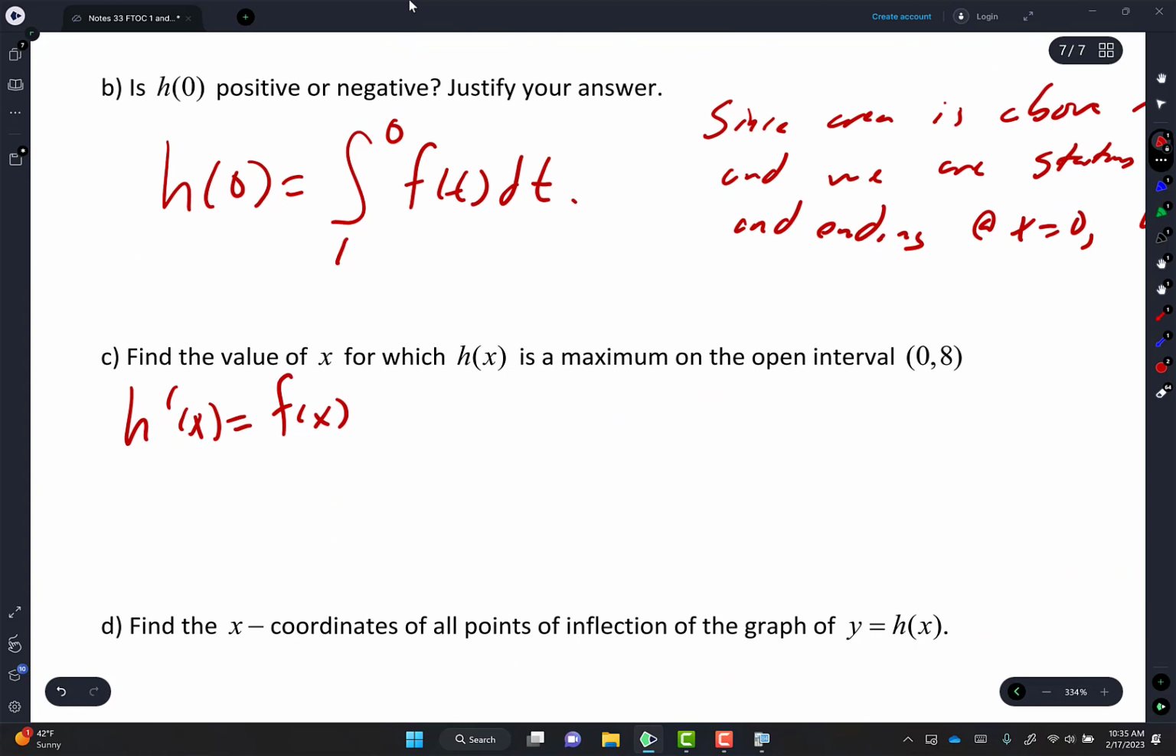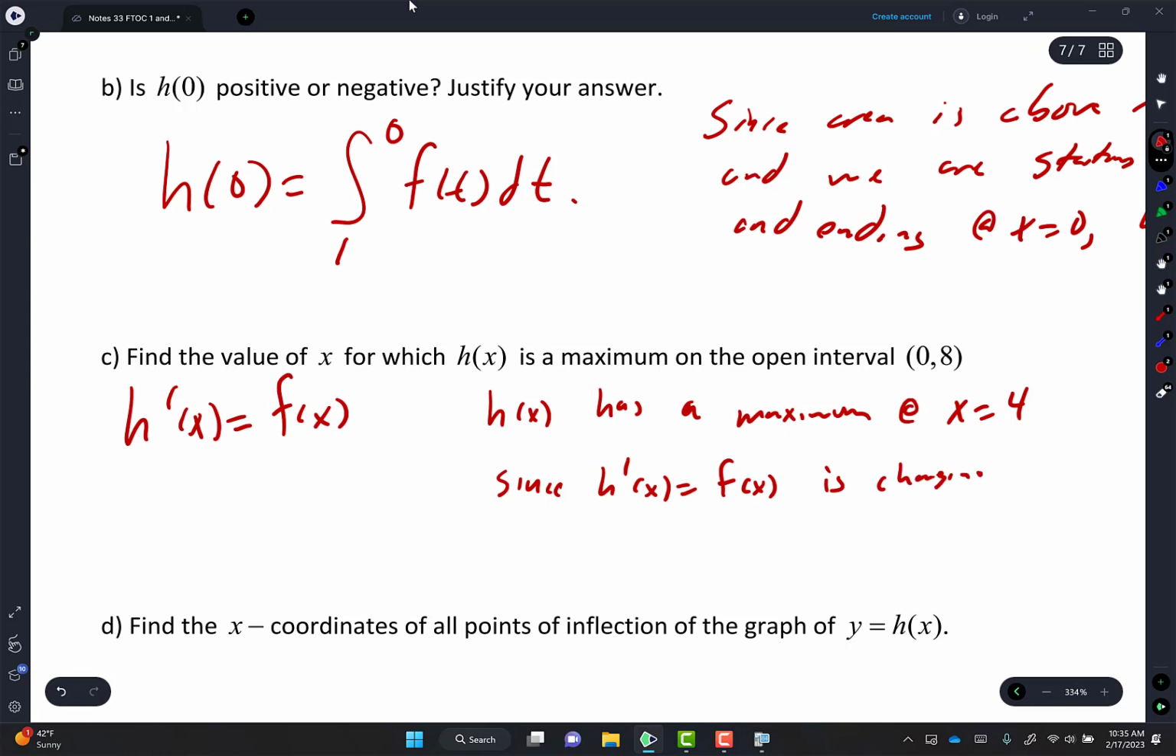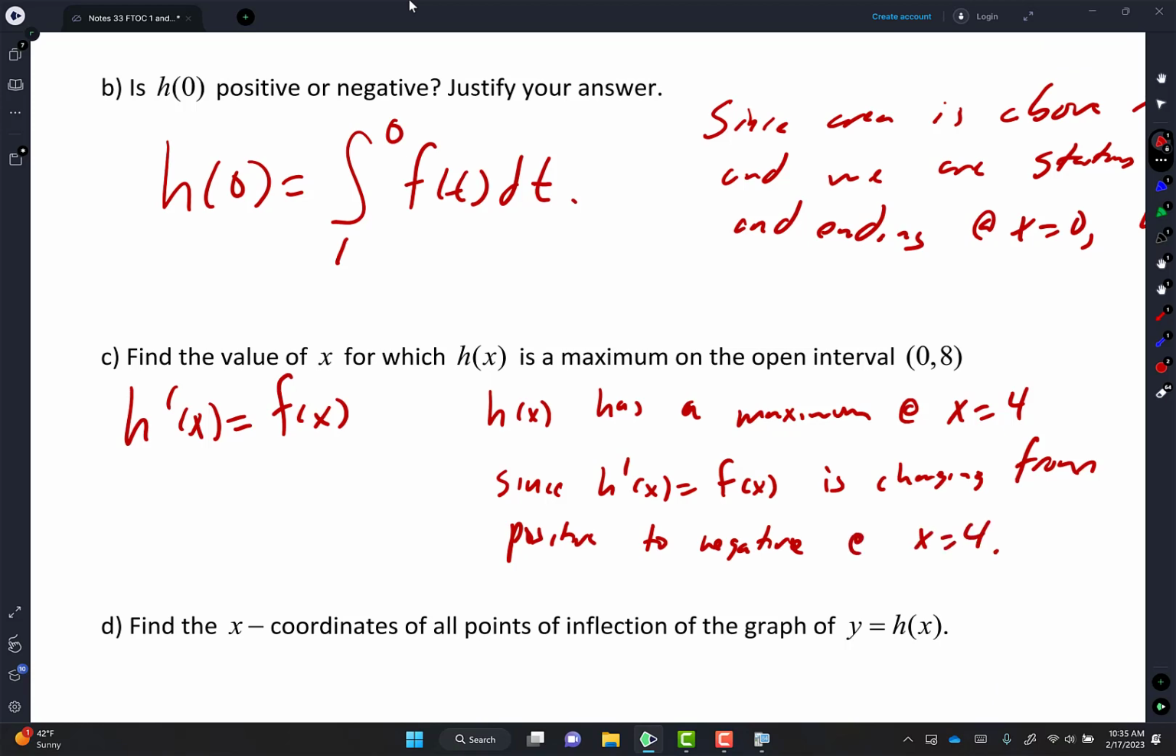You're going to write h of x. Don't say the word "it," because then it's like, what are you talking about? What graph? Okay. H of x has a maximum at x equals 4, since h prime of x, which equals f of x, is changing from positive to negative. And I know it sounds silly to re-say it, but re-say it. At x equals 4. H of x has a maximum at x equals 4, since h prime of x equals f of x is changing from positive to negative at x equals 4.